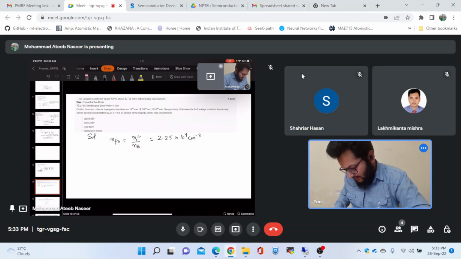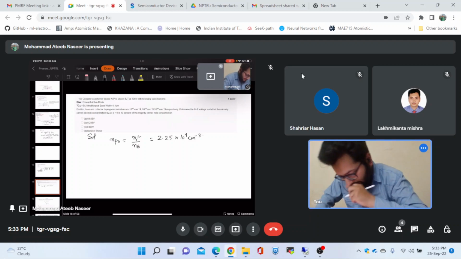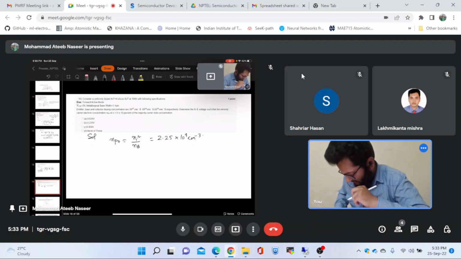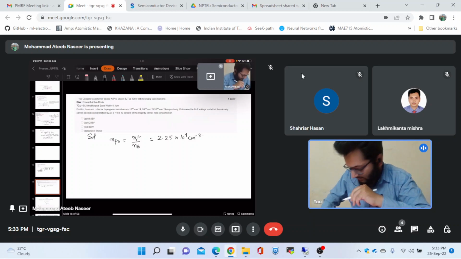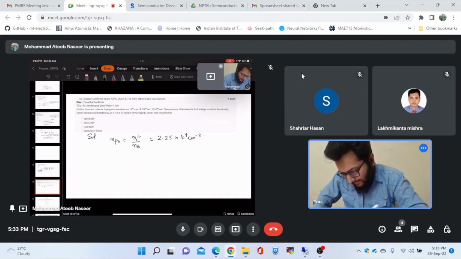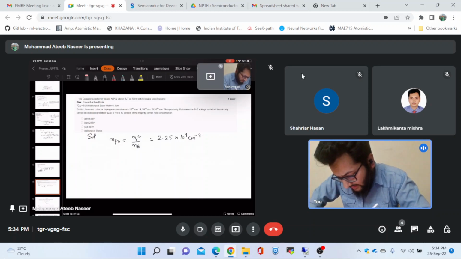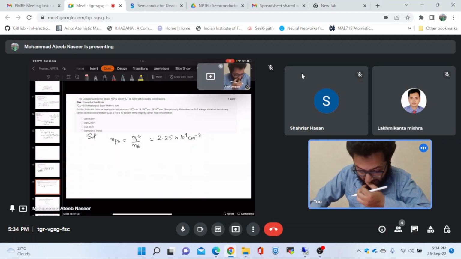So Ni square divided by Nb, yes, it is correct. I thought I might have done something wrong, but no, I have done it correctly. I have taken Ni to be equal to 1.5 into 10 to the power 10, and this Np naught will be equal to 2.25 into 10 to the power 4.